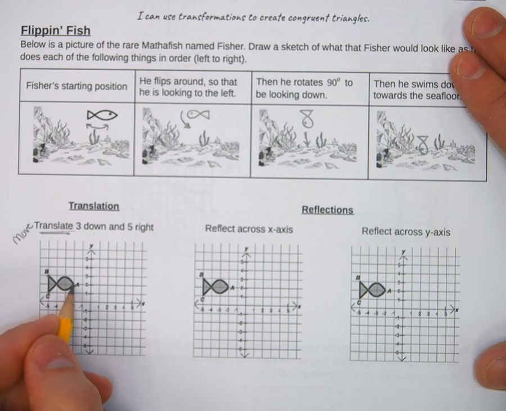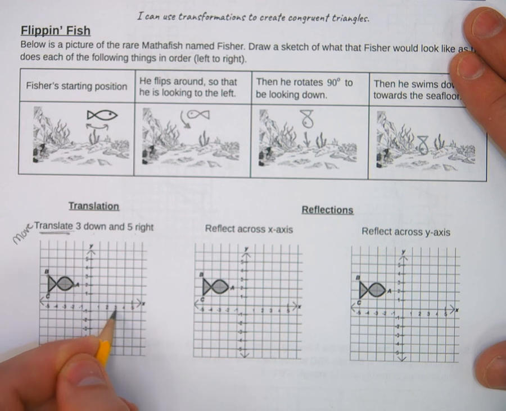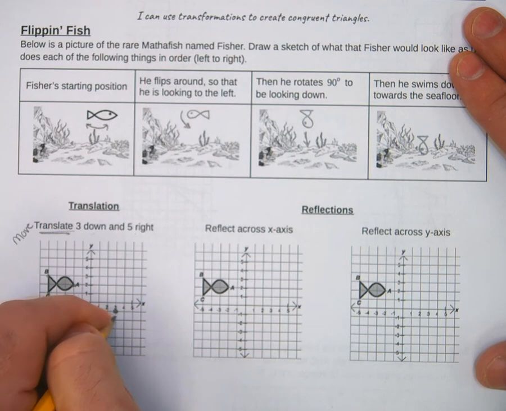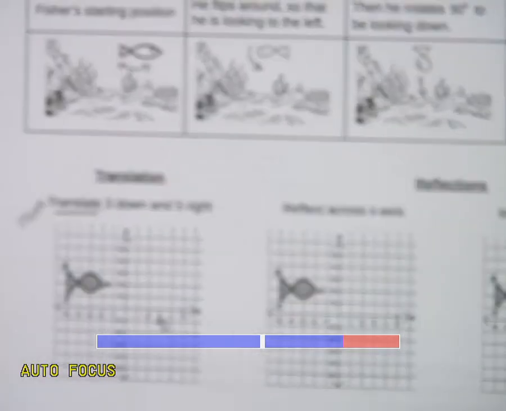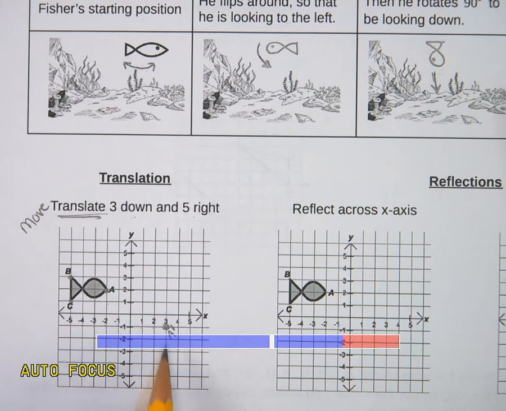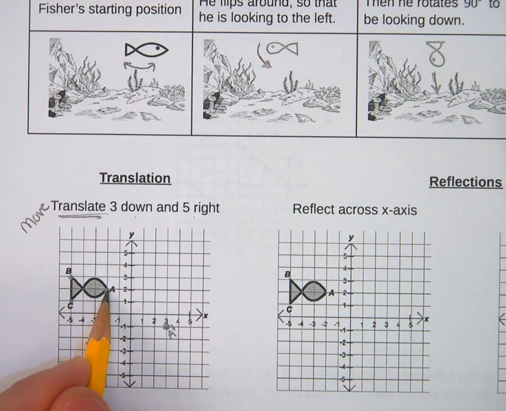So from this point, I'm going to go down 1, 2, 3, and over 1, 2, 3, 4, 5. So this is the point that was A. We call a point that has been moved A prime, which is just an A with a little apostrophe on it. So it's a little hard to see. I'll zoom in for this first one here. That is A prime because it is A after it has been transformed, after it has been moved.